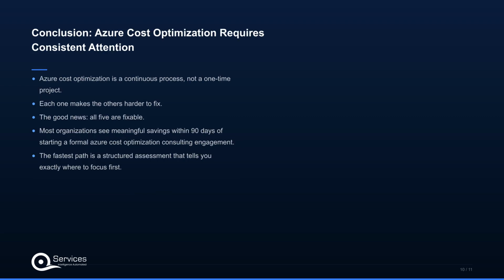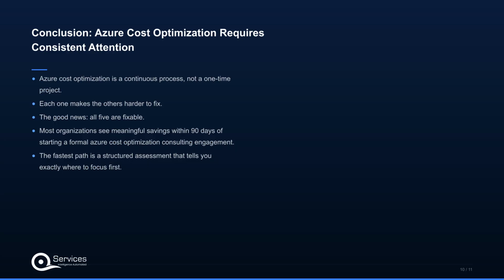Let's talk about what's next. Conclusion: Azure cost optimization requires consistent attention. Azure cost optimization is a continuous process, not a one-time project. The 5 mistakes covered here: missing tagging strategy, oversized VMs, wrong pricing models, ungoverned dev environments, and no landing zone foundation, compound over time. Each one makes the others harder to fix.